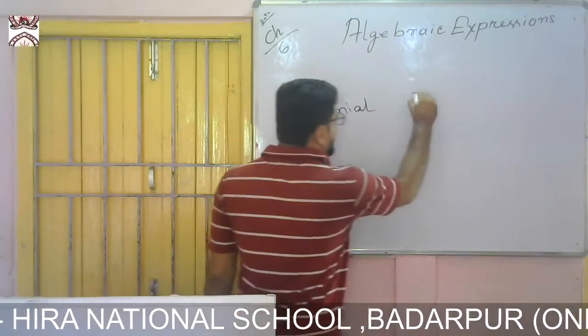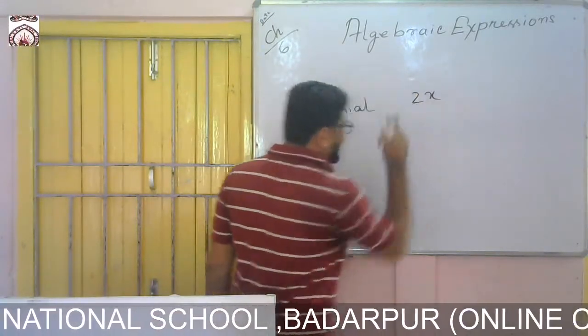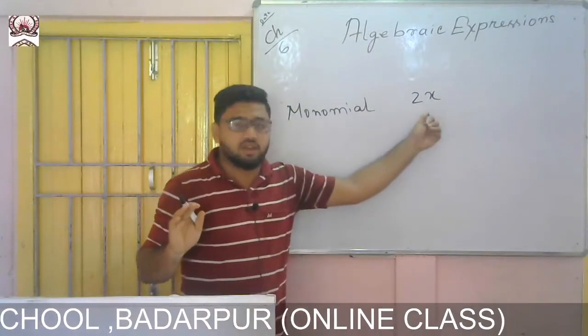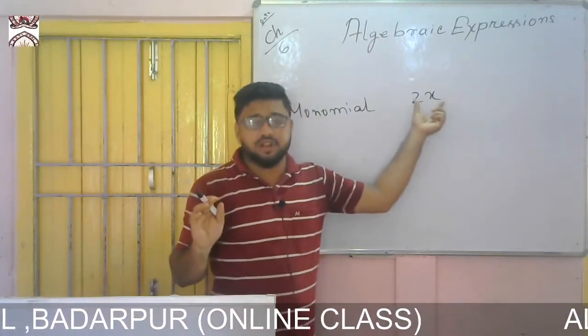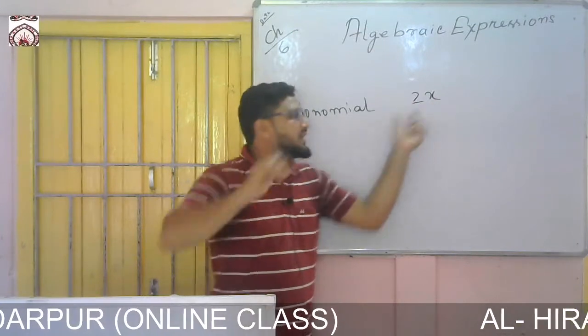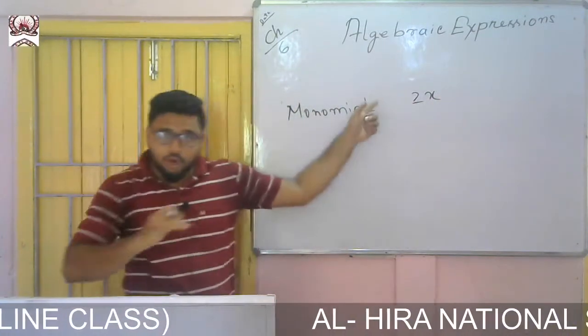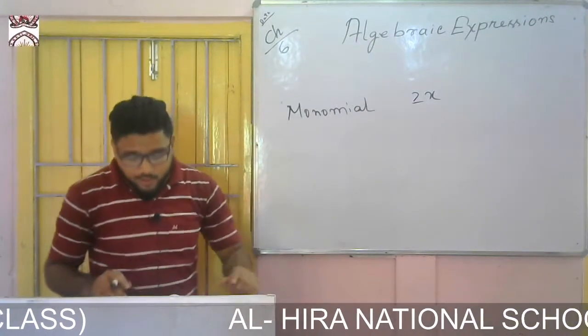If I write 2x, then it is an expression, and this expression has only one term, that is 2x. There are no other terms. So that is a monomial expression.